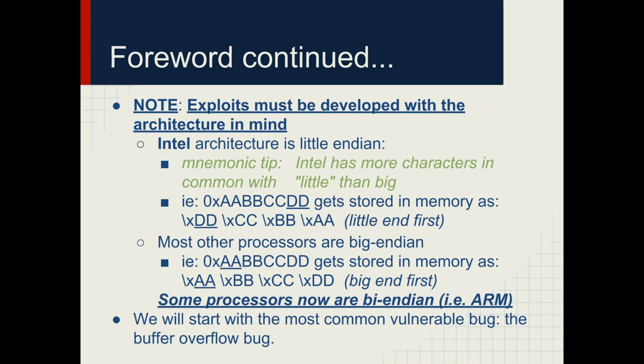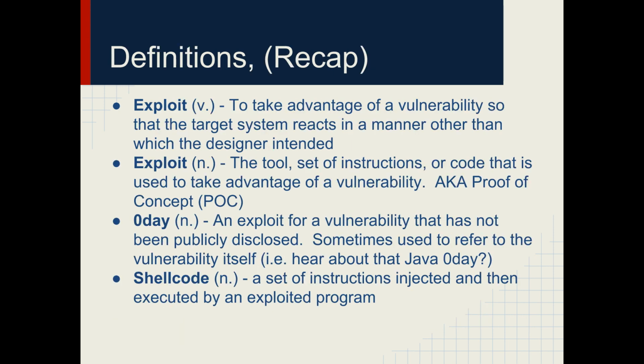Some processors can be bi-endian, like ARM processors, and you'll see this in CTFs, where they intentionally flip back and forth between the endianness just to make it as frustrating as possible. And so we're going to start off with buffer overflow.